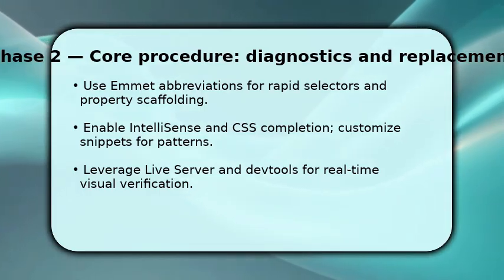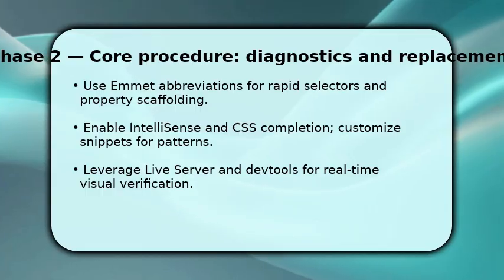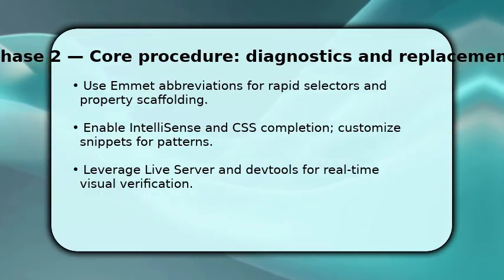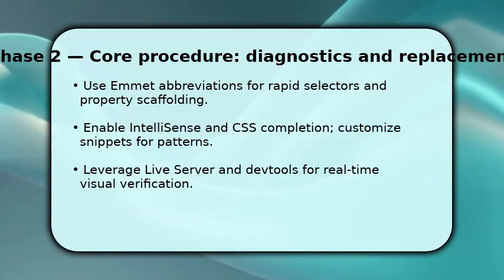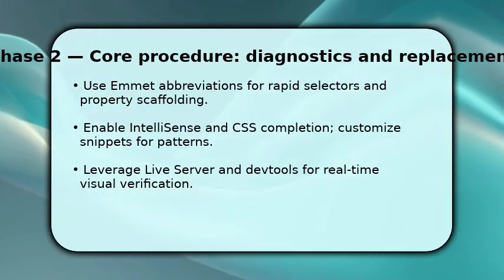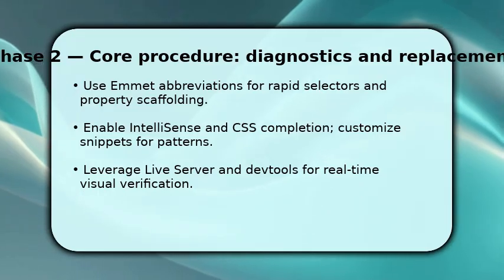Type btn span to expand with Emmet and save keystrokes because speed matters in iteration. Once Emmet and IntelliSense are active, customize snippets for recurring layouts so you avoid repetitive typing.